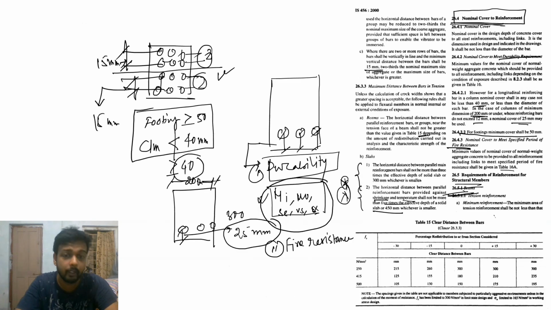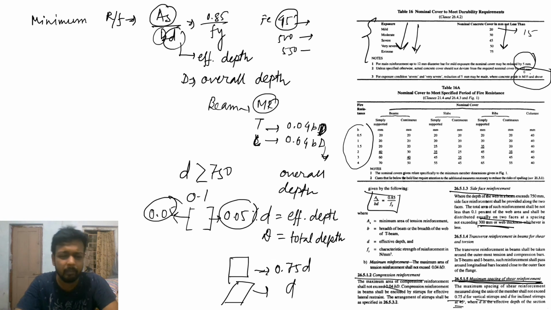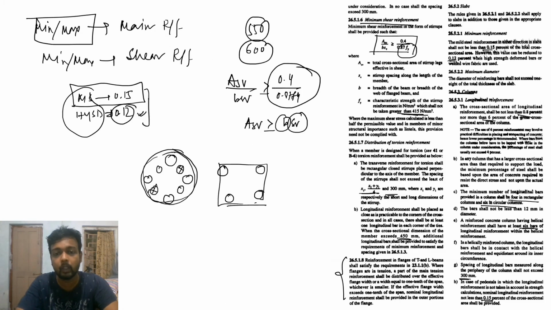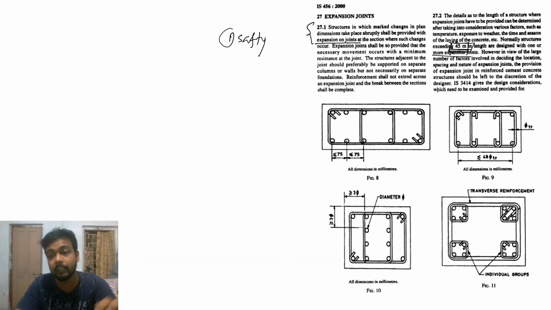Regarding cover, I mean nominal cover: why do we use the nominal cover? Because of durability and resistance. Then we talked about the minimum and maximum main reinforcement criteria for beam, slab and column, as well as the cover for slab, beam, footing and column. Then the minimum shear reinforcement, then the spacing, then the minimum and maximum column longitudinal reinforcement, and the helical reinforcement. So yeah, this is all about this video. In the next video we talk about the next part of the IS 456.